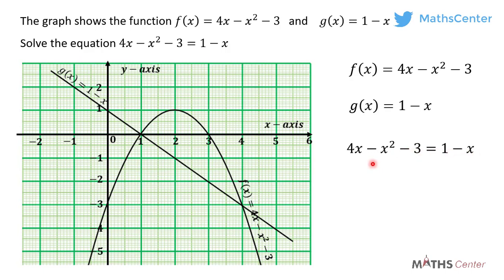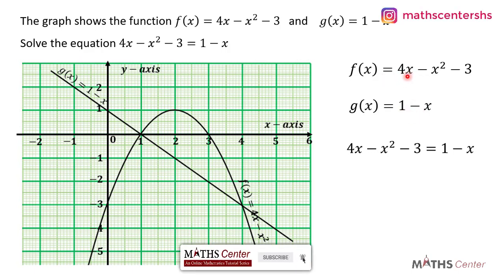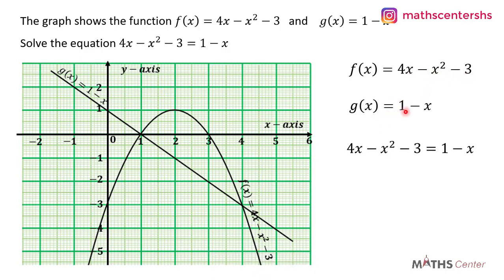If you look at this equation very well, you can see that it was formed by equating the curve to the line. The curve is given by the function 4x minus x squared minus 3, and the line is given by the function 1 minus x. This equation was formed by equating the curve to the line. In that case, the solution to this equation will be the x-coordinates of the points of intersection of the line and the curve on the graph sheet.